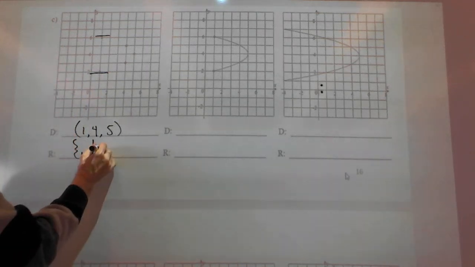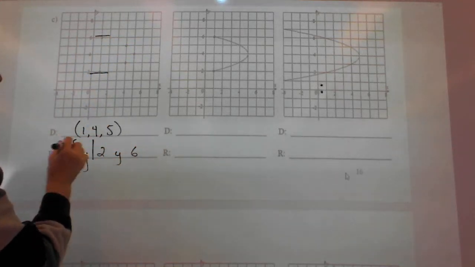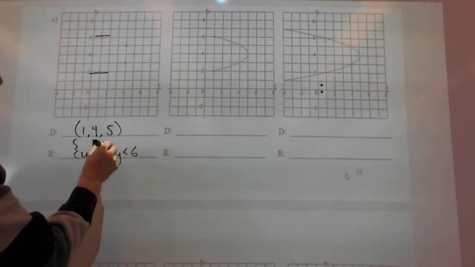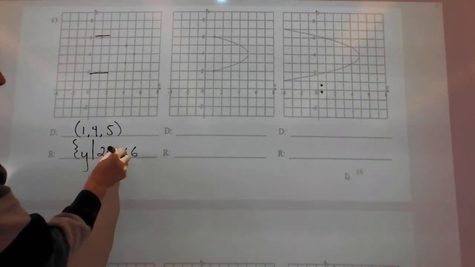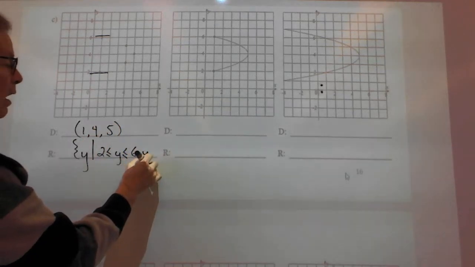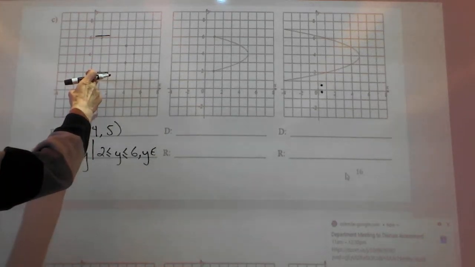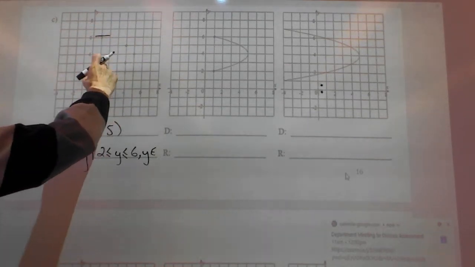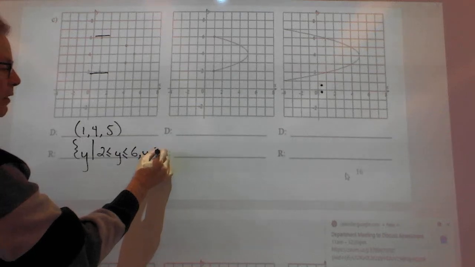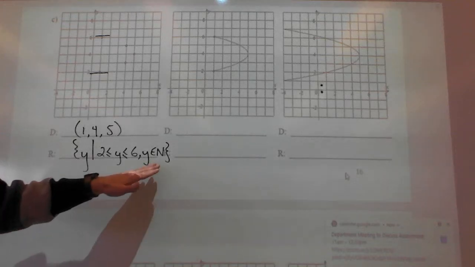Your lowest value of y is 2, your highest value for y is 6, and y is in between them. It's greater than or equal to 2, and less than or equal to 6. And then you just go comma, and then you say which number set these belong to. If you think about it, they're all positive numbers. There are no decimals, so this is actually a very small number set. It's the natural numbers. It doesn't even have 0 in it.